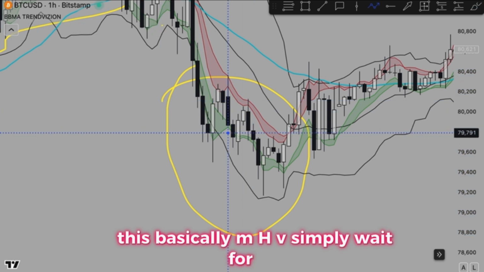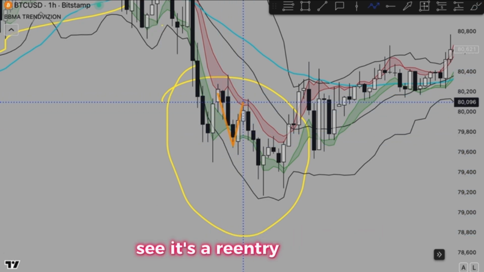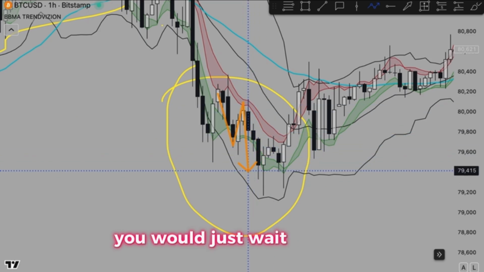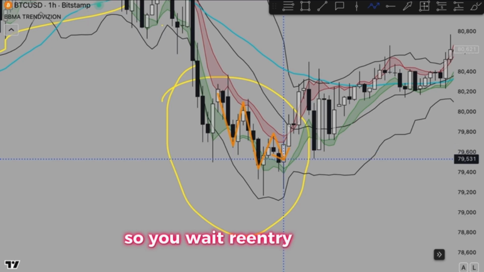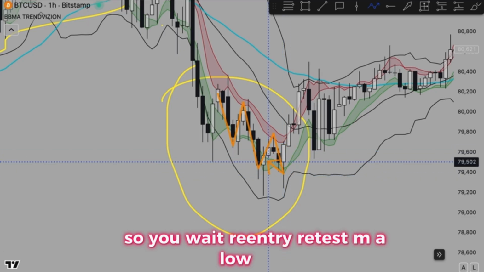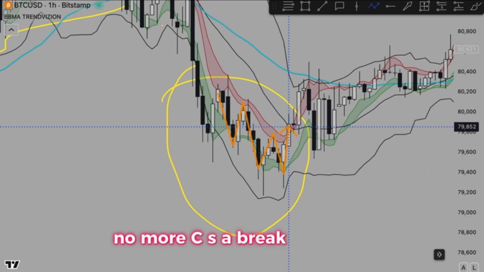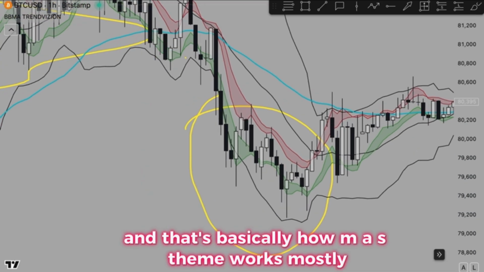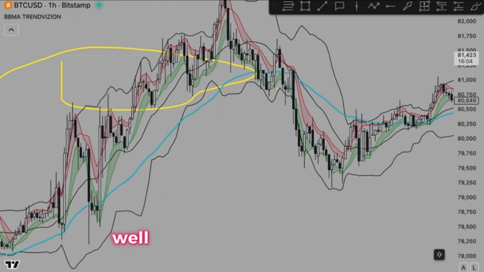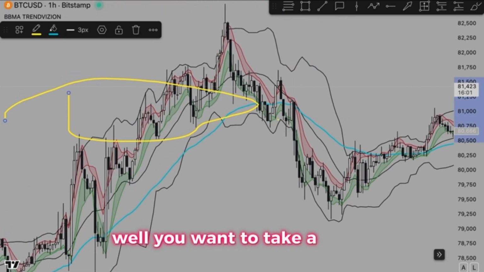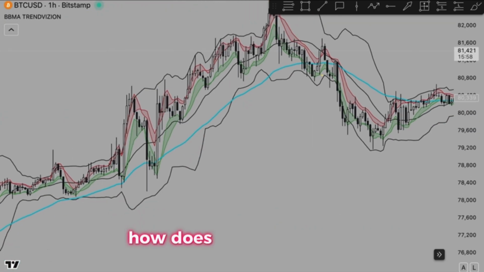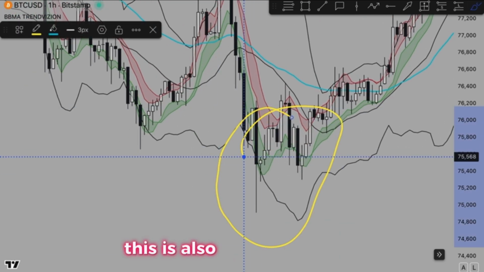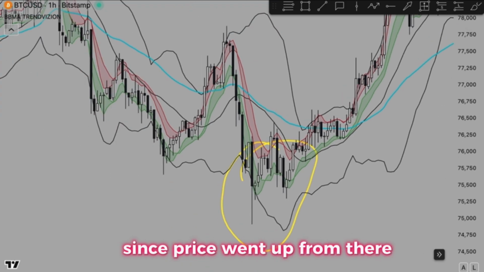Simply wait for the CSA re-entry, retest here, but since it doesn't move up, you will just wait. New CSA, so you wait, re-entry, retest MA low here, no more CSA, break towards the upside, and that's basically how MHV works mostly. And let's say, okay, well, you want to take a different trade, right? How does it look? For example here, this is also MHV zone, of course, since price went up from there.